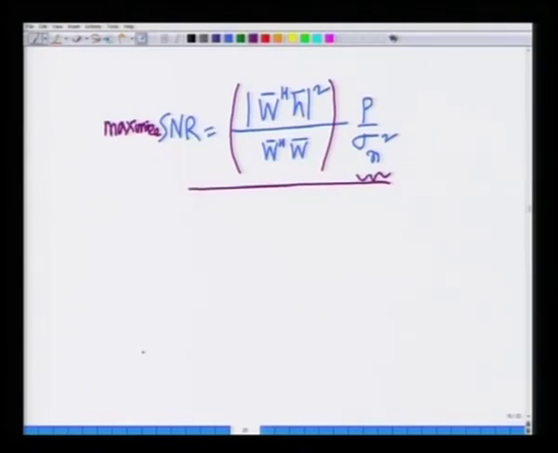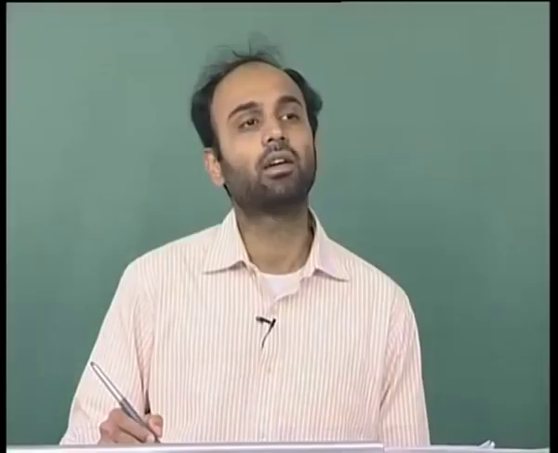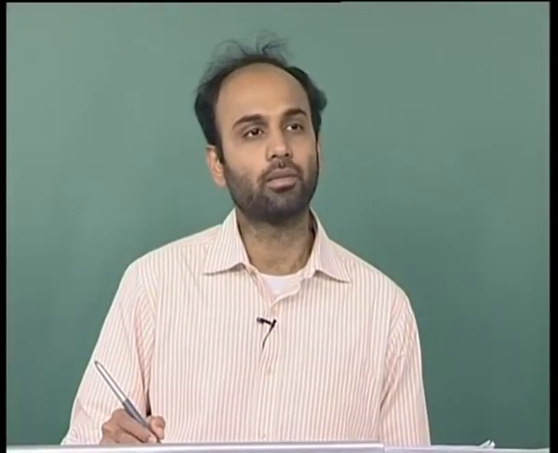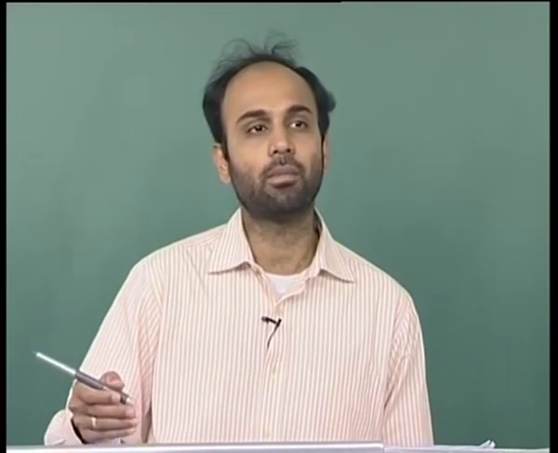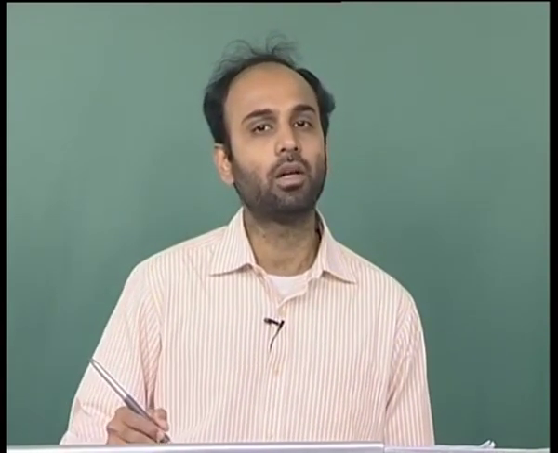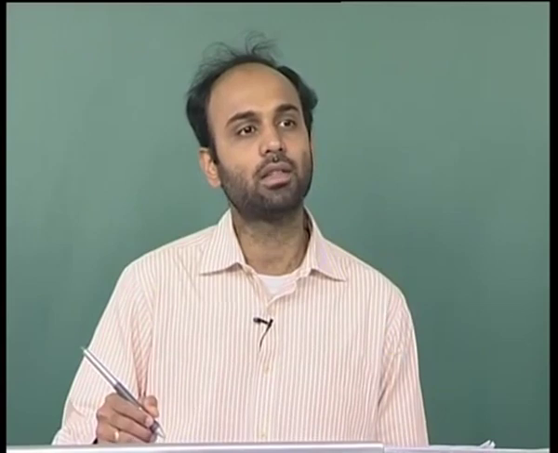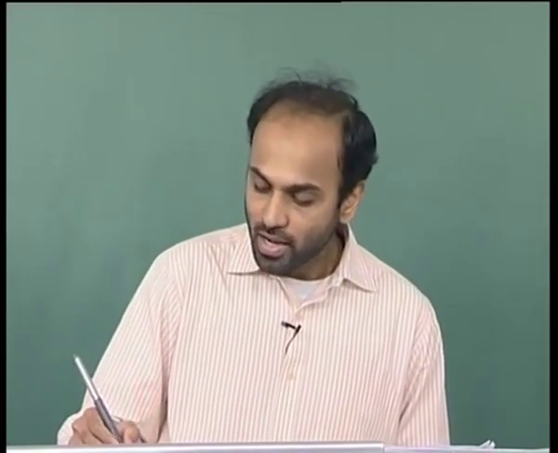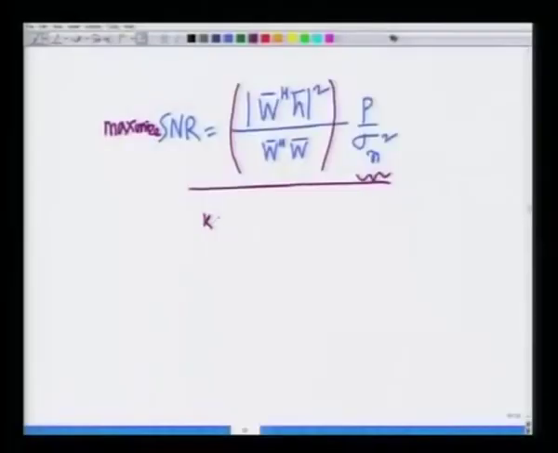Now, I will do a slight trick. Observe that, for instance, let us start with this. Let us say I find that optimal W bar. Let us say some angel gives me that optimal W bar which maximizes the SNR. Now, let us say I scale that W bar by k.